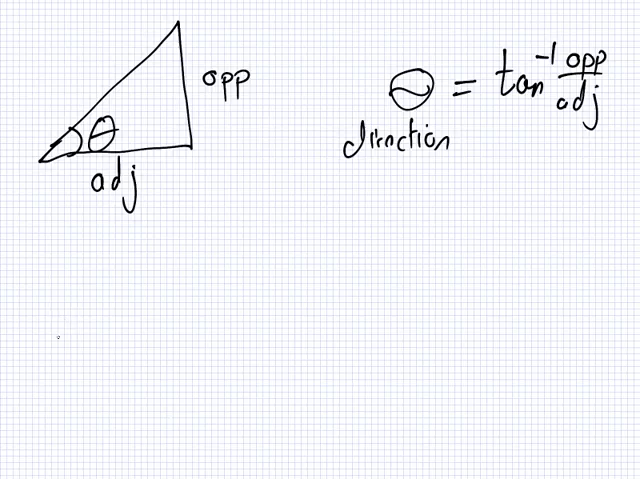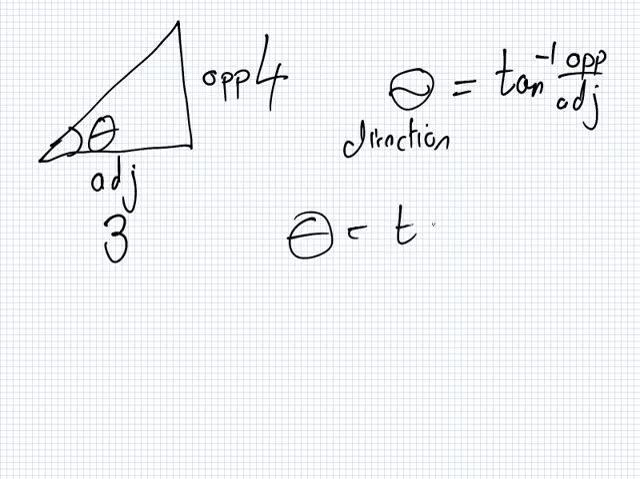Okay, let's have a look. So, if this side was 3 and this side was 4, then theta would be tan inverse 4 over 3, which is 53.1 degrees. Okay, that's okay? Right.